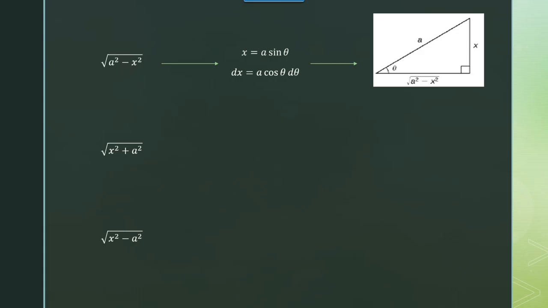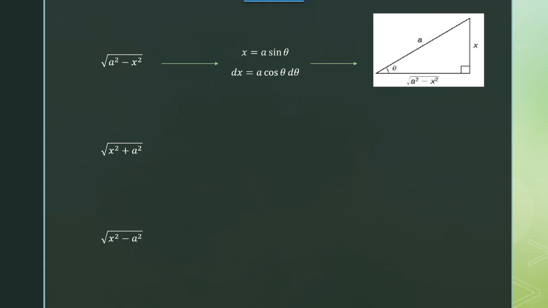It's easy to skip over that and just switch dx and d theta in the integral, but it's never dx equals d theta with these trig substitutions. So dx here is going to be a cosine theta d theta, because the derivative of a sine theta is a cosine theta.